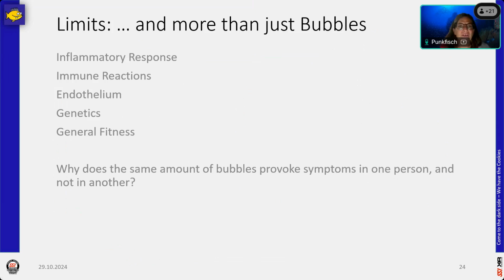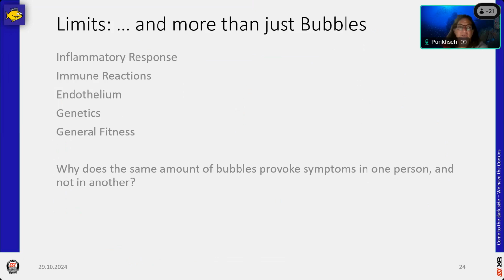So there is a very big area of things that might happen in one specific body on one specific day, that together with the nitrogen load lead to this day, this person has DCS and the other day not. But it's still not really deciphered.